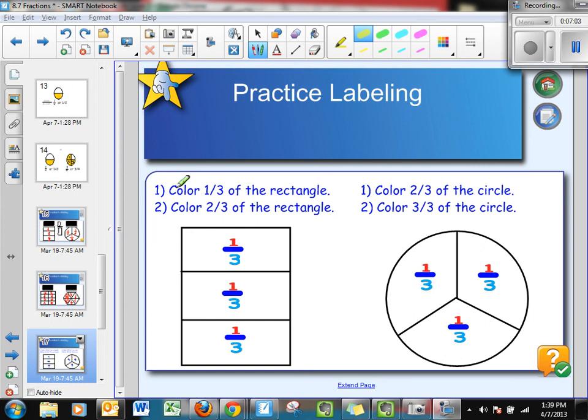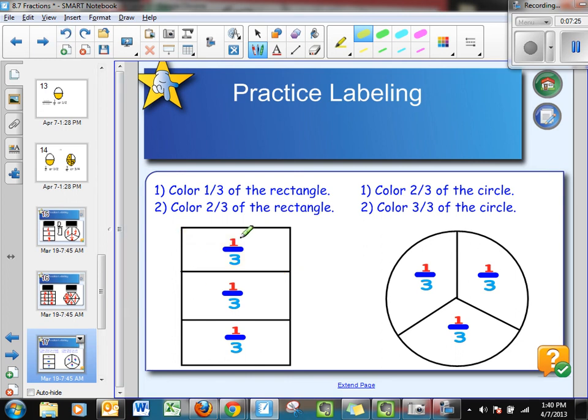So for example, number 1 says color 1/3 of the rectangle, or 1 out of 3. So what that means is it says to color 1 out of the 3 pieces. So to show coloring 1 out of the 3 pieces, I would just color in 1 piece, and that's all it would be because I only colored in 1 of those pieces out of the 3. So that would be coloring 1/3.